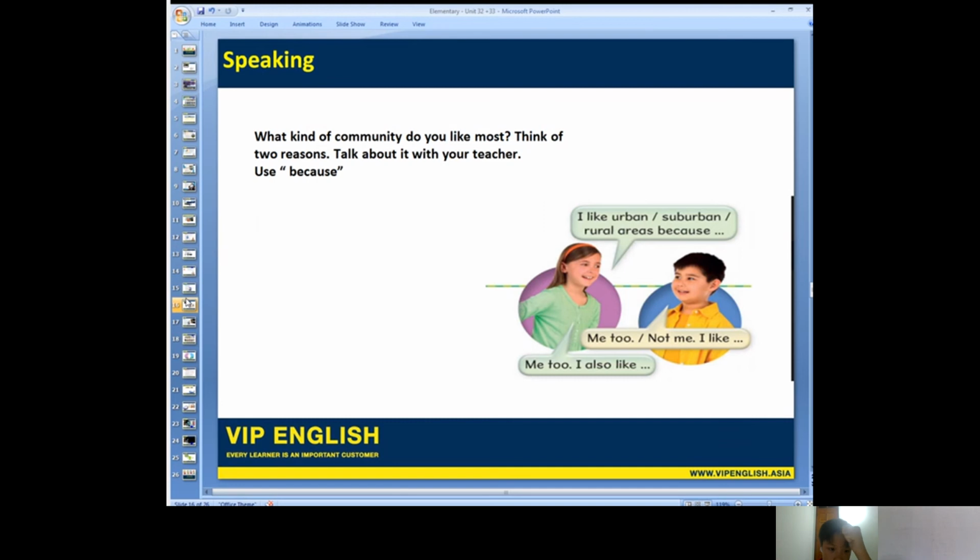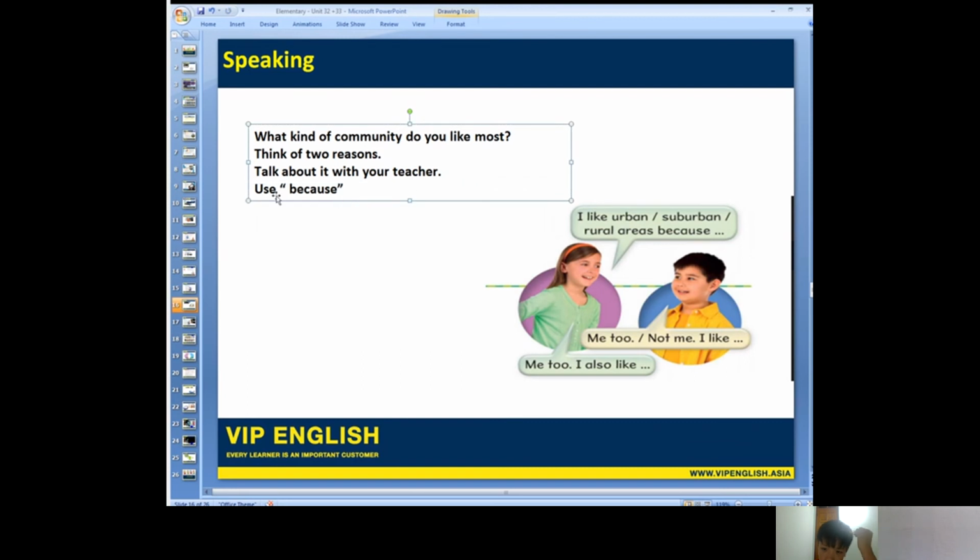Okay, so this is speaking. We are going to practice your speaking skills. Now imagine, what kind of community do you like most? Think of two reasons, and then you have to talk about it with your teacher. Use because.